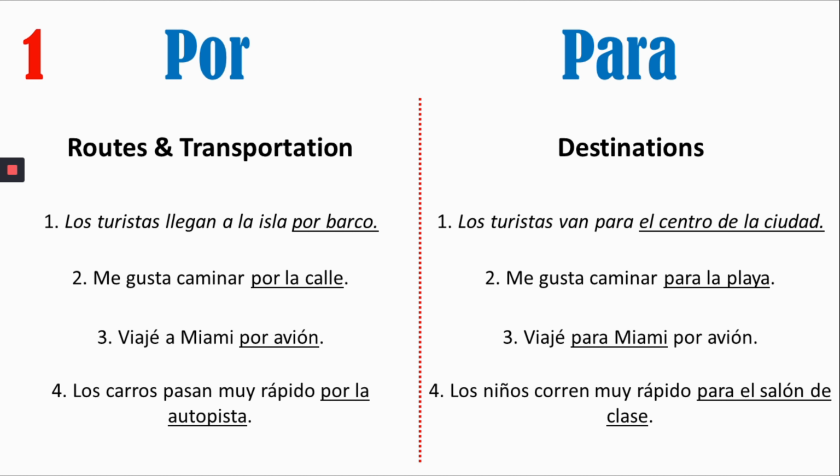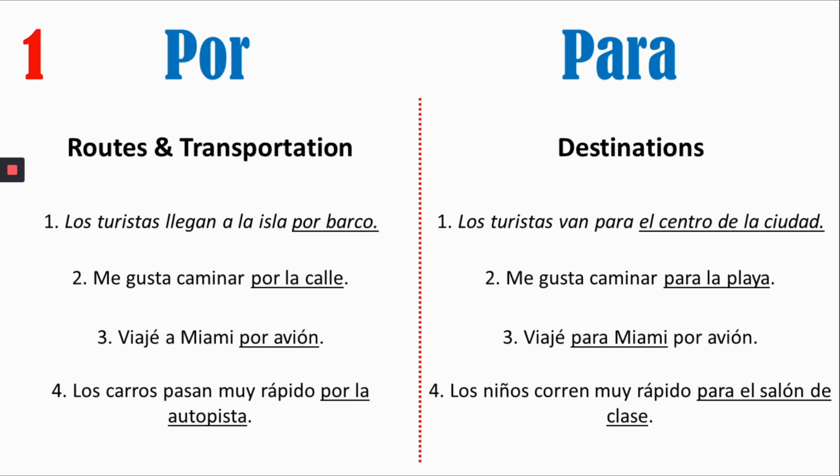For example, in the sentence number 1 we have los turistas llegan a la isla por barco. Barco, boat, is the transportation that the tourists are using to arrive to the island. Therefore, we will introduce the transportation with the word por. Los turistas llegan a la isla por barco.